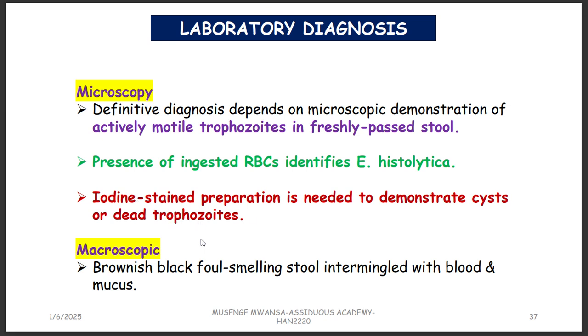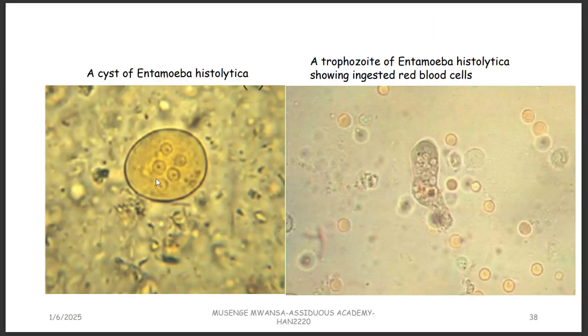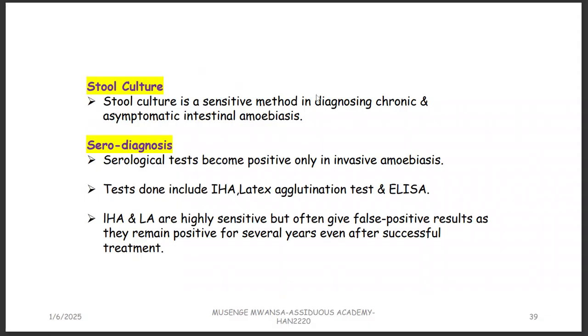And then macroscopy, like without you using a microscope, you're just looking. The stool is normally brownish black. It is foul smelling and it has got blood and mucus. Okay, so you can see this is a trophozoite that you'll be able to see. You can see you have got four nuclei inside. That's the quadrinucleate cyst. And then you can also look at the trophozoites which have got red blood cells inside them. You can also do a stool culture.